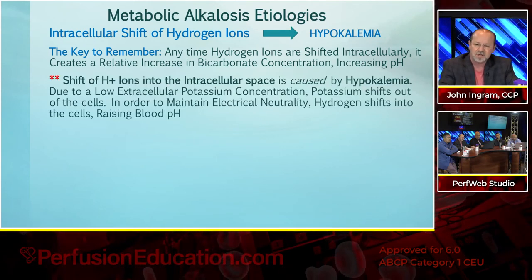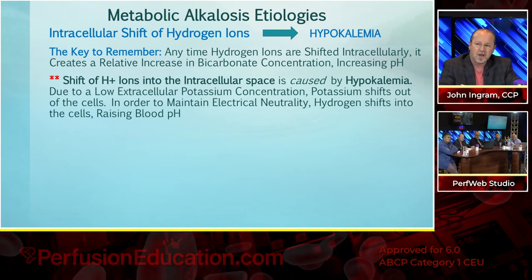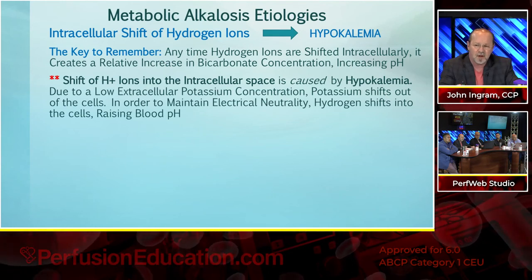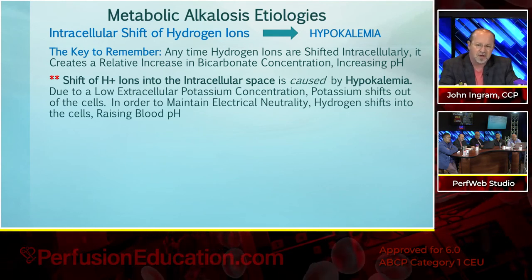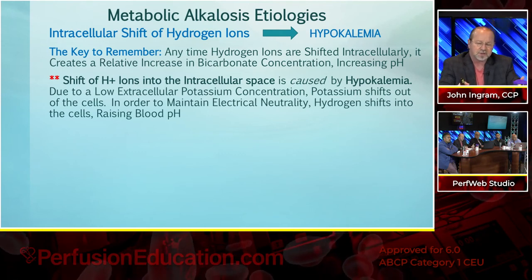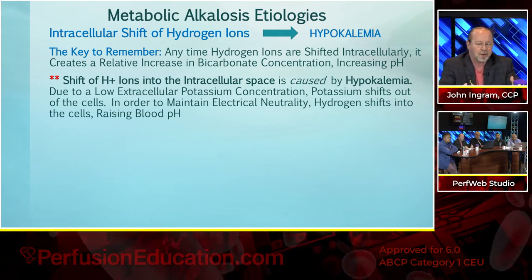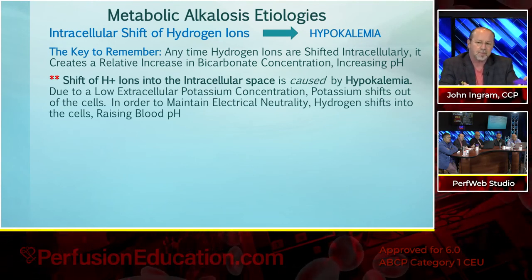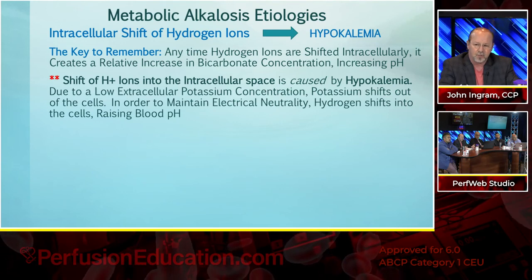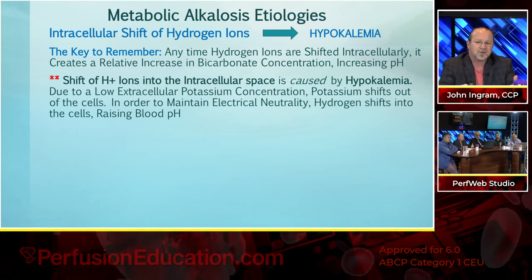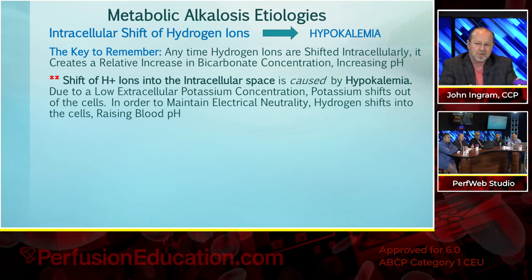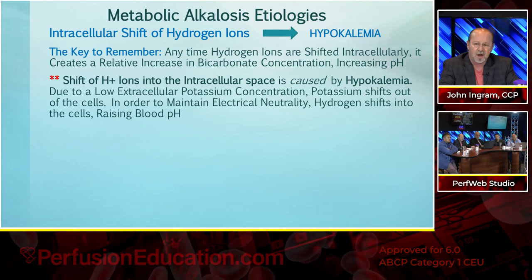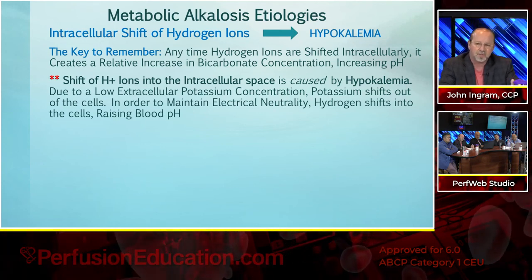Shift of hydrogen ions into the intracellular space is caused by a low potassium, hypokalemia. Due to a low extracellular potassium concentration, potassium shifts out of the cells, so the body is going to try to correct this low potassium, and it's an intracellular ion, right? Potassium's intracellular, there's tons of it intracellularly. It's just going to shift some extracellularly to try to bring your potassium back up, but in doing that, it has to exchange for something. There's a price to be paid. It has to exchange with hydrogen. So in order to maintain electrical neutrality, hydrogen ion shifts into the cells, raising the pH, maintaining alkalosis.